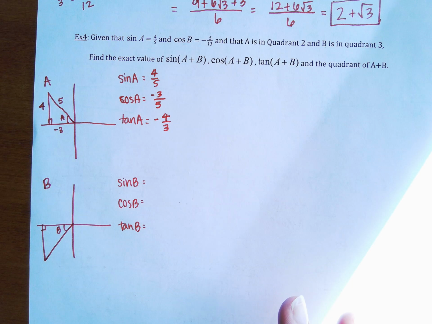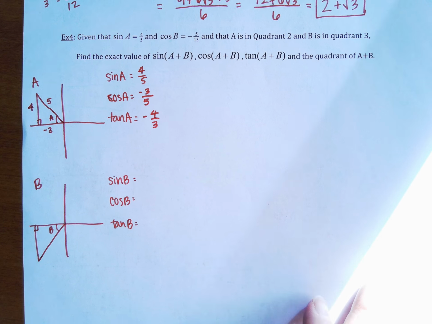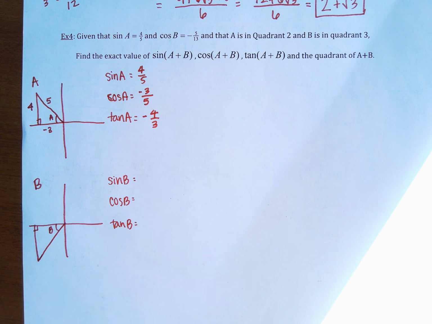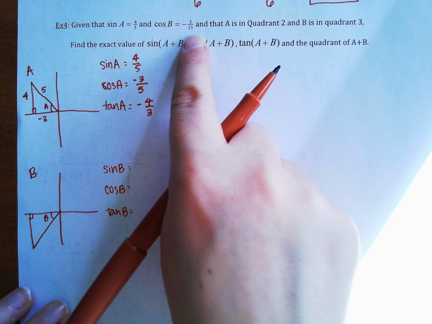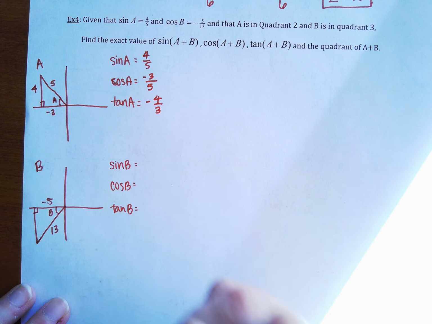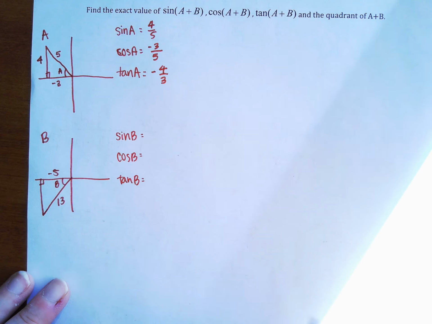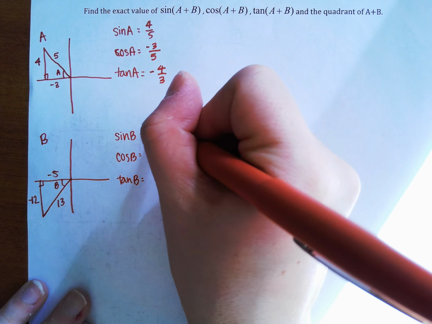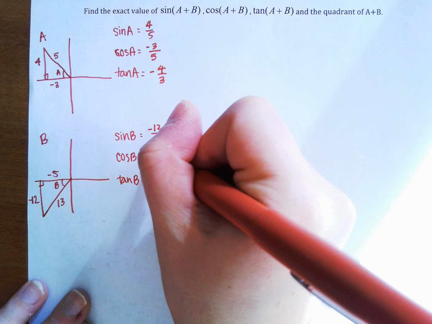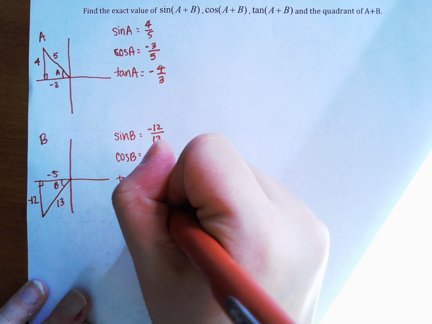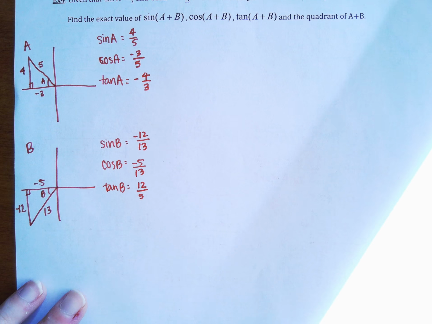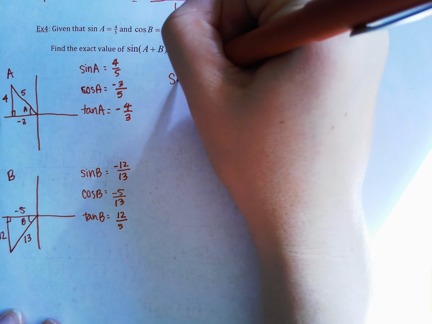Remember how particular I was with negatives back in chapter 1 and chapter 2 and chapter 3. It's coming back, so be careful. Watch your negatives. They'll get you. And the cosine of B is negative 5 over 13. It's a 5, 12, 13 triangle. So this value here is going to be 12, which is going to be negative. So I get sine B is negative 12 over 13, cosine B is negative 5 over 13, and then tangent B is negative 12 over negative 5, which is going to be positive 12 over 5.